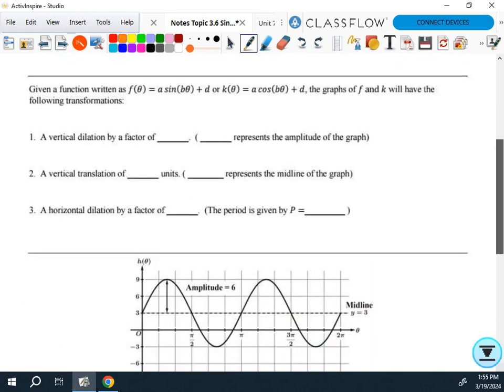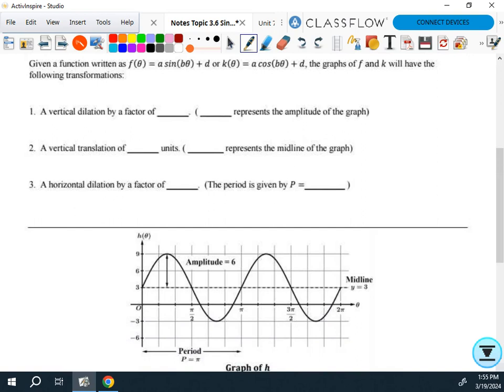Okay, so let's look at these equations. We have f of theta equals a times the sine of b theta plus d. Now, we're using theta instead of x, but those could also be x's, and that'd be fine. Same thing. And then k of theta equals this right here. And then we'll have the following transformations. So just like in everything you have done, all of the transformations you have done, the a's are your vertical stretch or compression. It's your vertical dilation.